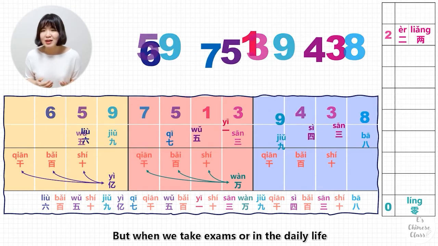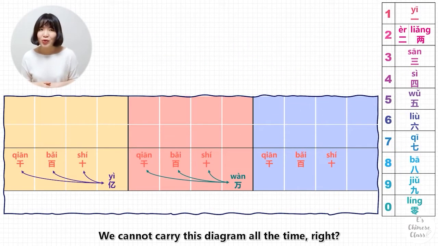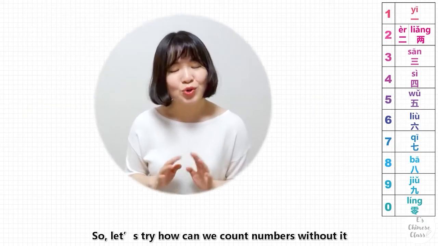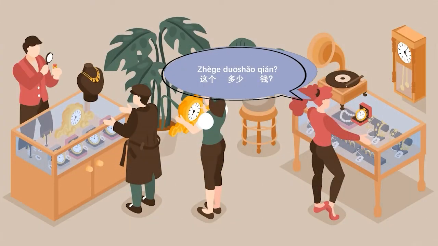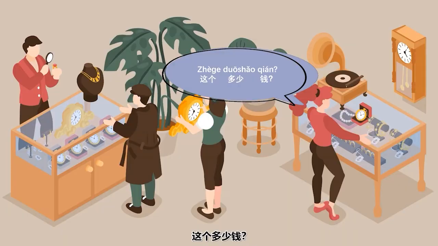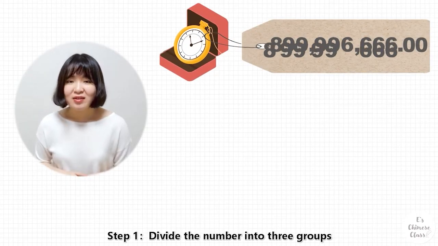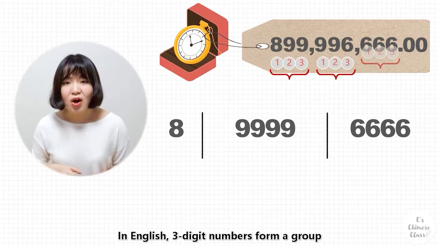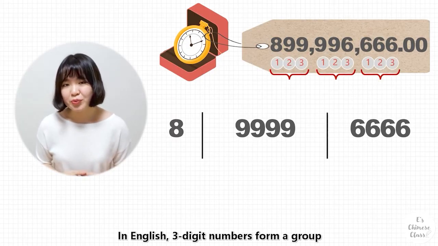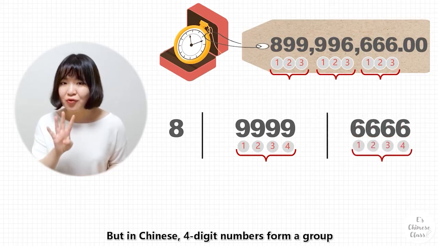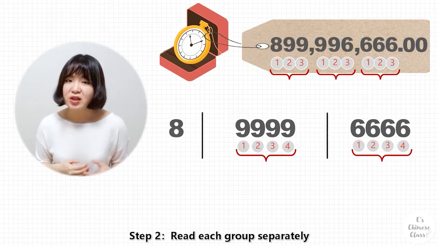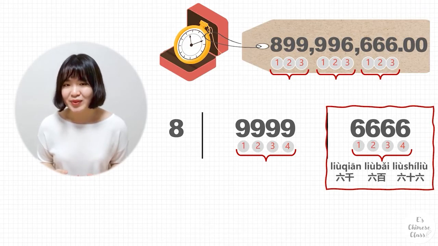But when we take exams or in the daily life, we cannot carry this diagram all the time, right? So let's try how can we count numbers without it. 这个多少钱? Step 1. Divide the number into 3 groups. In English, 3-digit numbers form a group, but in Chinese, 4-digit numbers form a group. Step 2. Read each group separately.